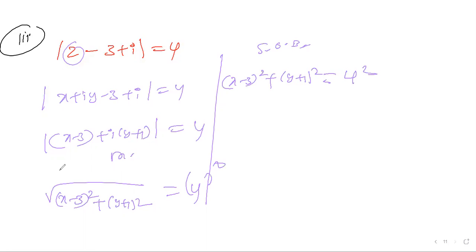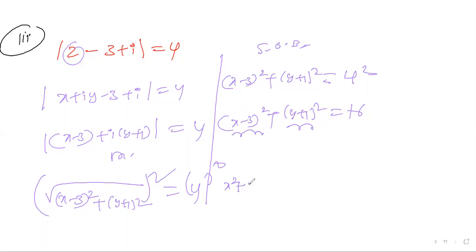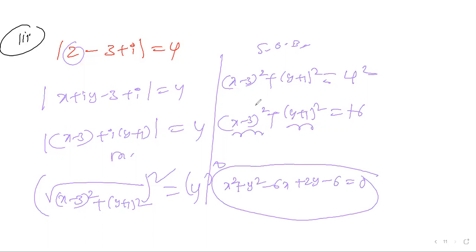Squaring on both sides. So what is the condition now? x minus 3 whole square plus y plus 1 whole square is equal to 16. Please open a minus b, please open a plus b. Then send everything to the right side and simplify. After simplification, I'm writing the direct answer: x square plus y square minus 6x plus 2y minus 6 is equal to 0. This is the requirement of the proof for the given question. Still clear? Any doubt? When they're asking for the locus, you follow their condition and you will get an answer. Nothing more than that.